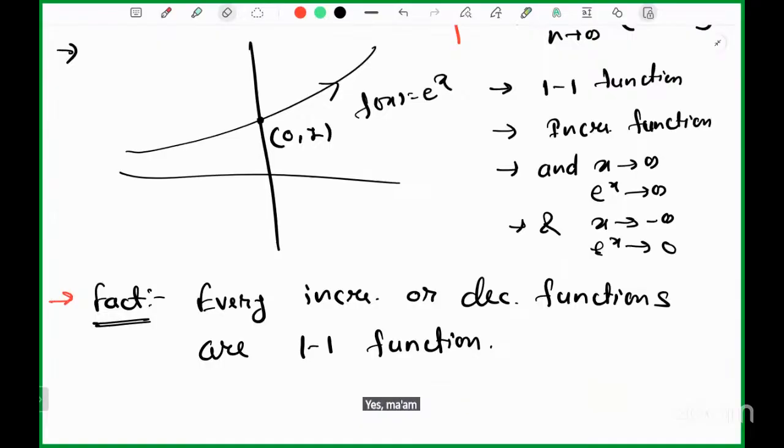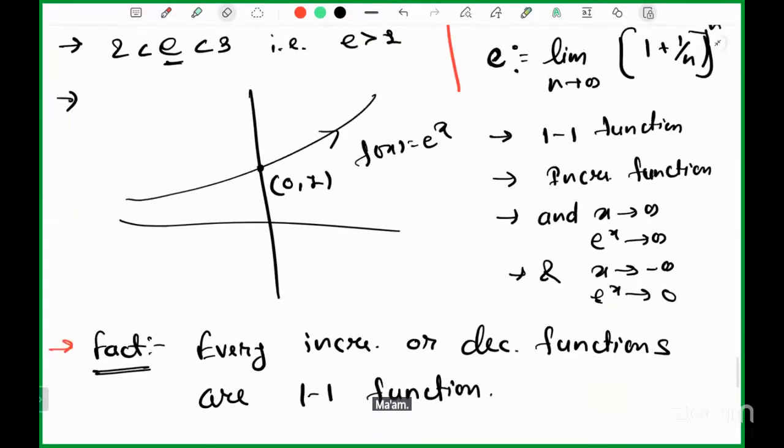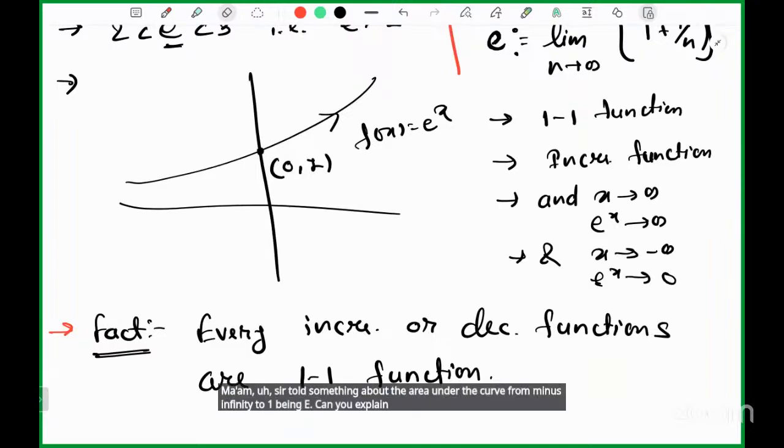Yes, ma'am. Okay, now we'll go to composition of functions. I think I have covered almost everything. Ma'am, sir told something about the area under the curve from minus infinity to 1 being e. Can you explain that part?